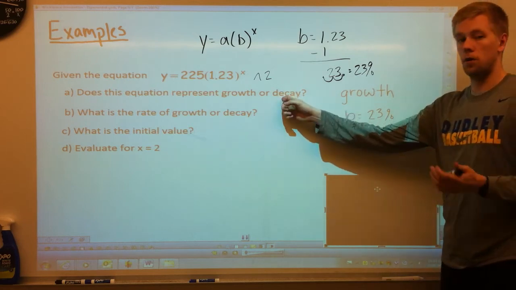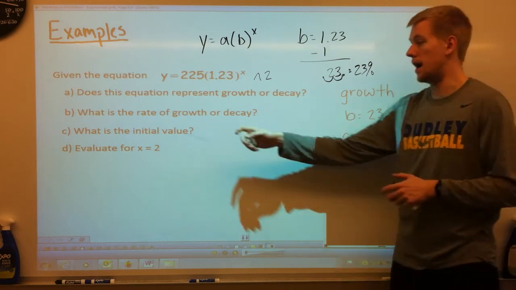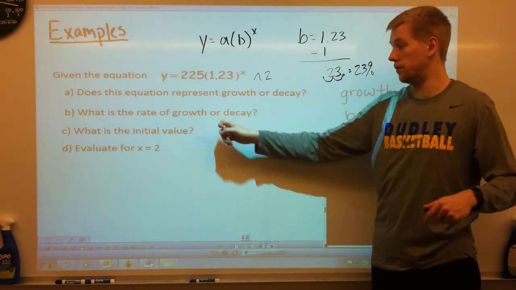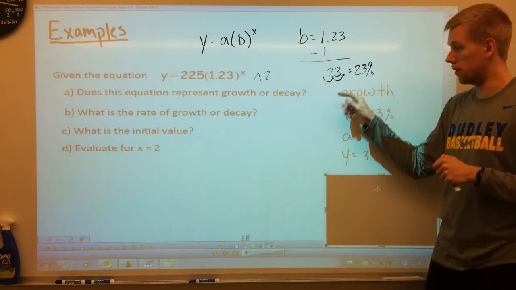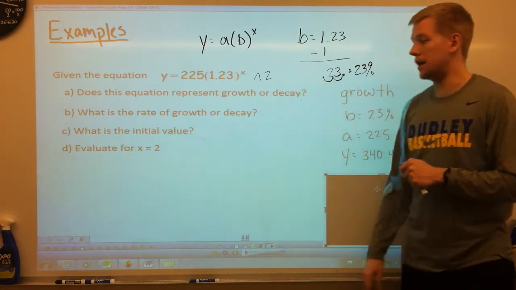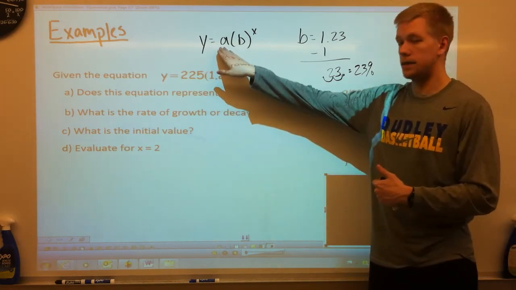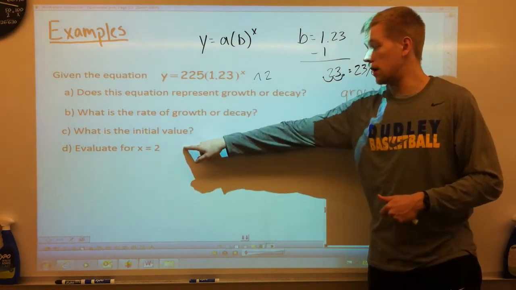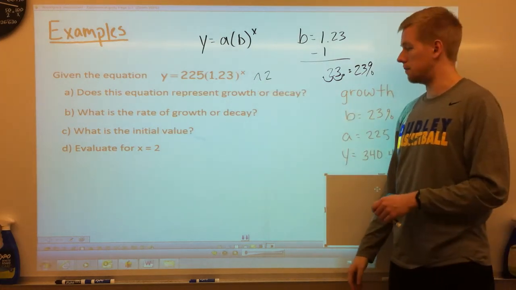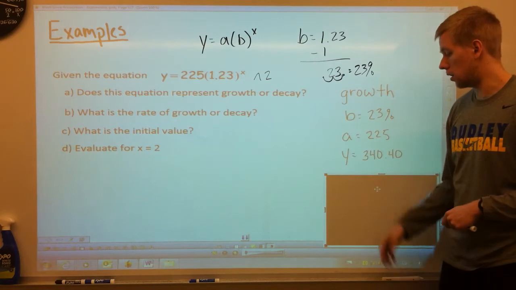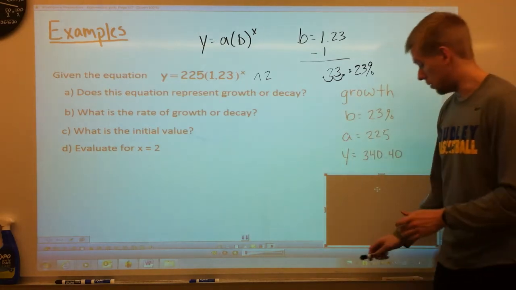They may ask you in a word problem, is this growth or decay? They may ask you the rate. I know they'll ask you the rate because that's always the hardest part to find. Subtracting 1, moving it over. What is the initial value? That's easy. That's just knowing what A stands for. And then evaluate is just plugging in the number for X or T, because they like to use time for T. So that is all of example number 1.